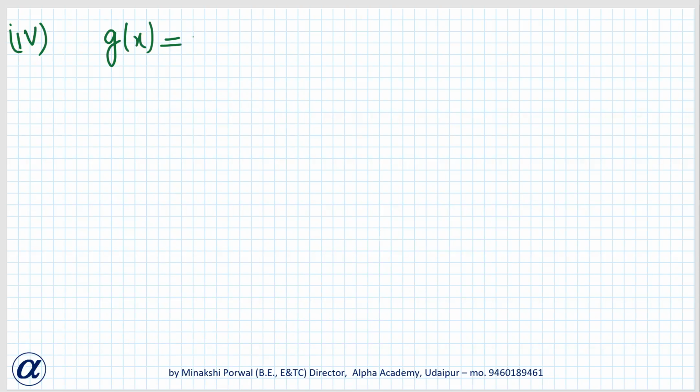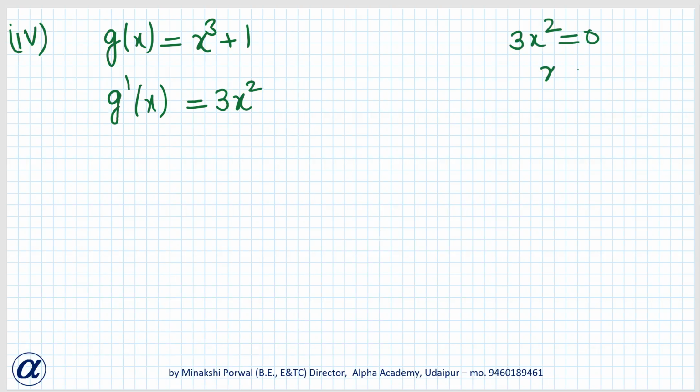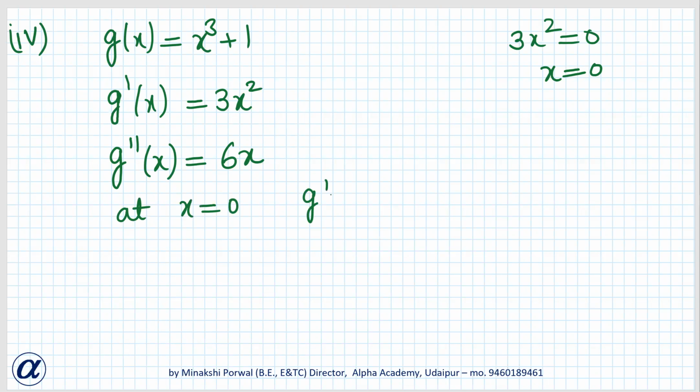g(x) equals x cube plus 1. Finding the first derivative, the first derivative is 3x square. Finding the critical point by putting it equal to 0, x equals 0 is the critical point. Finding its second derivative, that is equal to 6x, at x equals 0, g''(0) is equal to 0 only. So the second derivative test fails here.